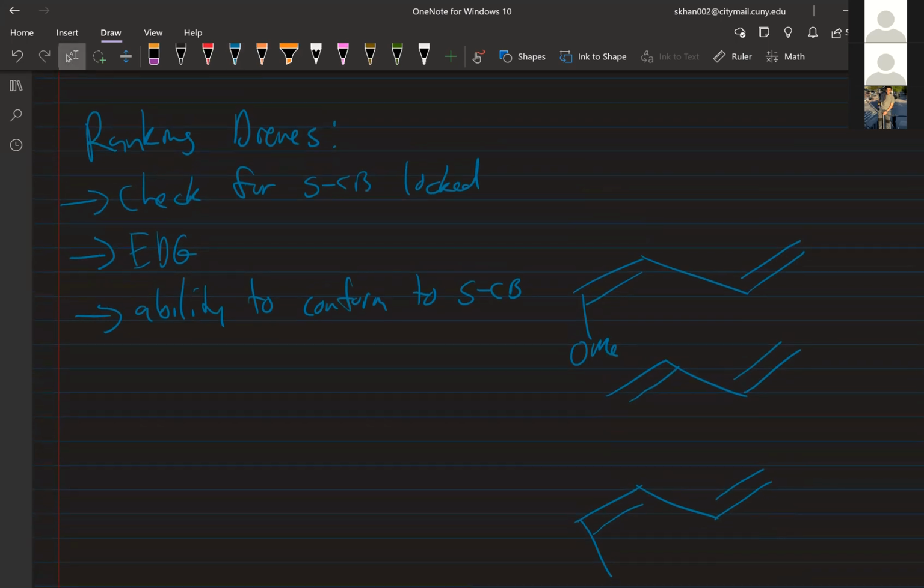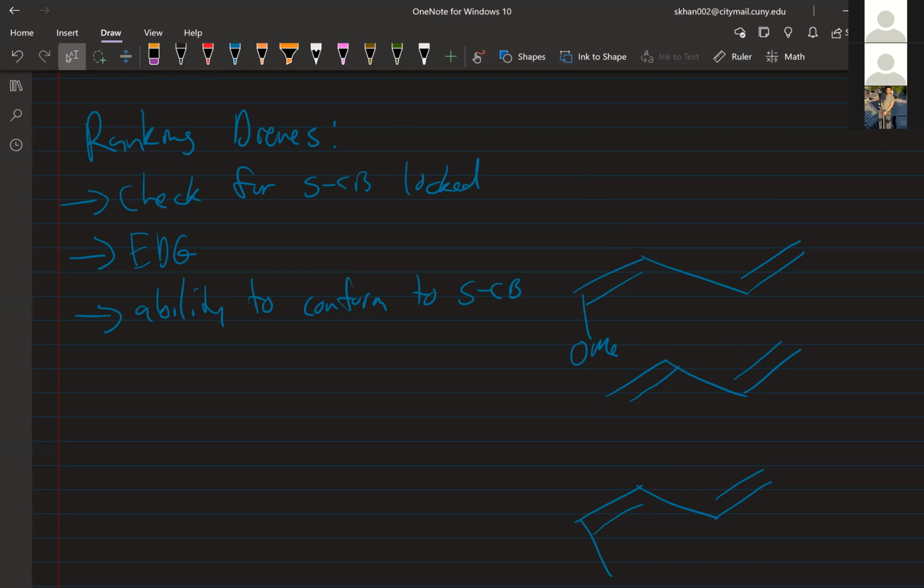Check if the cis is locked, look for electron donating groups, and then see if you have an S-trans, a linear or an open chain, I should say, an open chain diene, right? What's its ability to transform to S-cis, right?